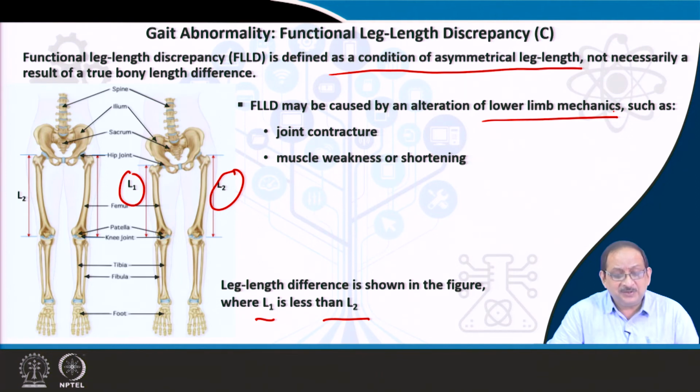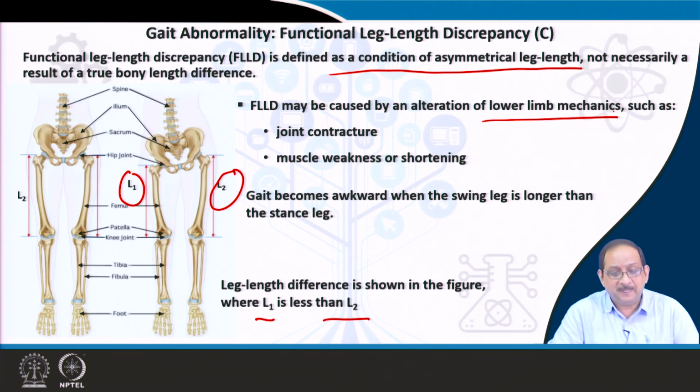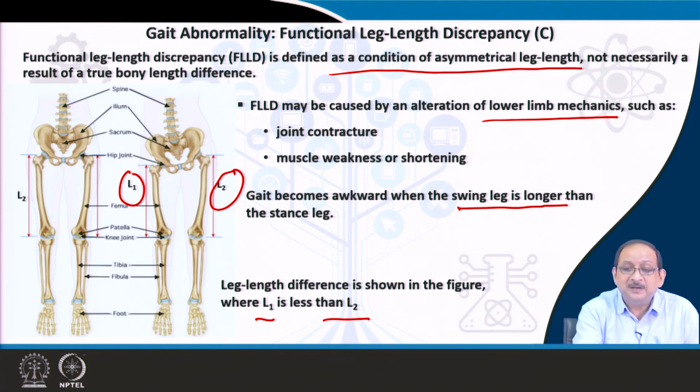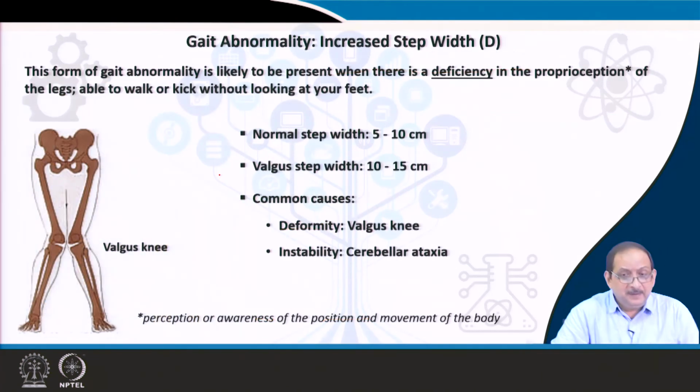Now, joint contracture is a condition of shortening and hardening of muscles, tendons or other tissues, often leading to deformity and rigidity of the joint. So, the gait becomes awkward when the swing leg is longer than the stance leg. Let us come to the fourth gait abnormality, which may be caused due to increased step width.